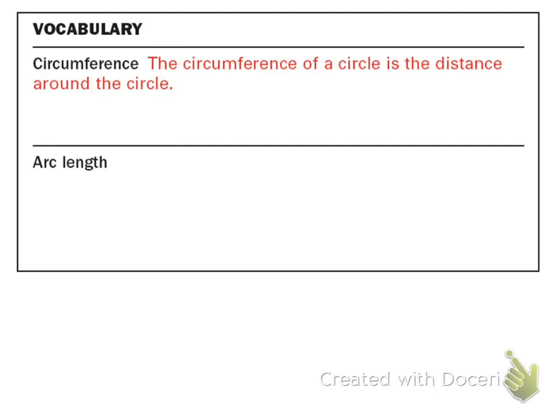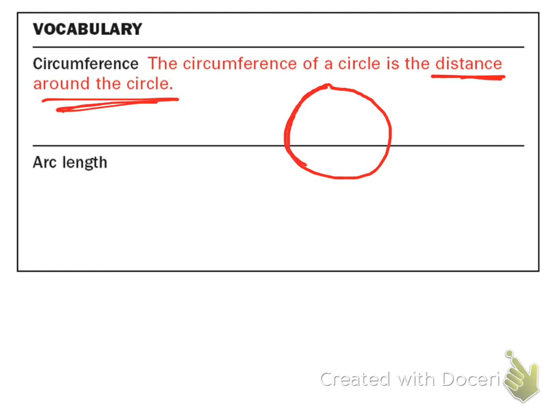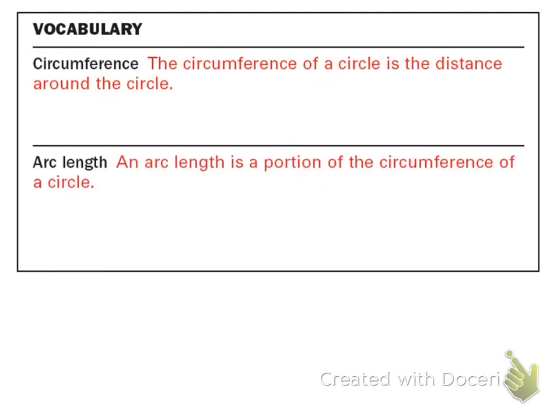Circumference. Remember, circumference of a circle is the distance around the circle. Right? So you have a circle, and you want to know the distance all the way around the circle. This is circumference. Arc length is just a portion of that circumference. Okay? An arc length is a portion of the circumference.